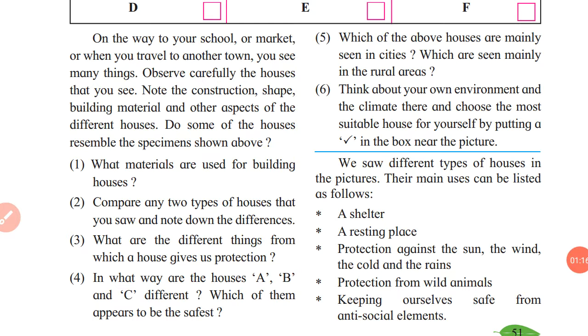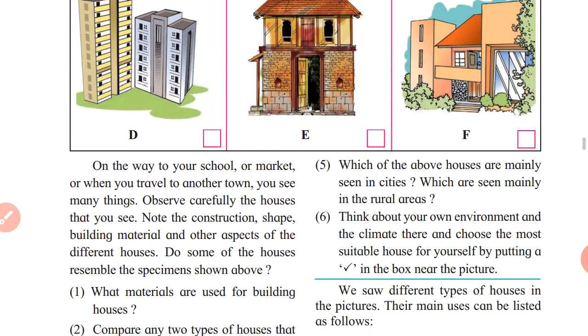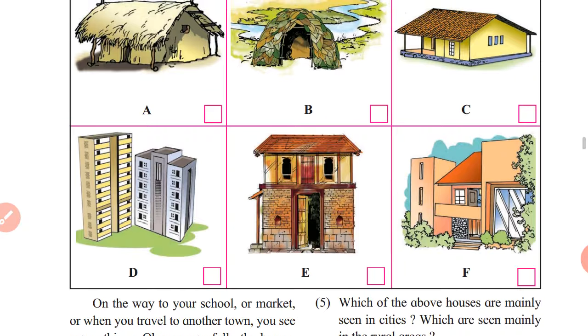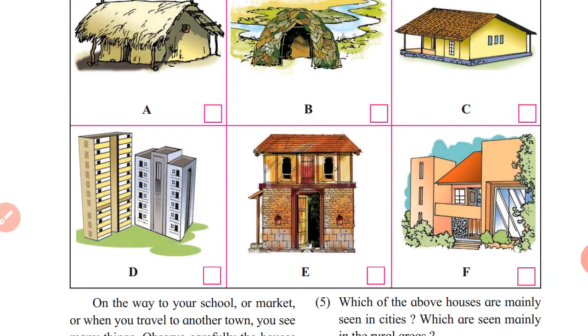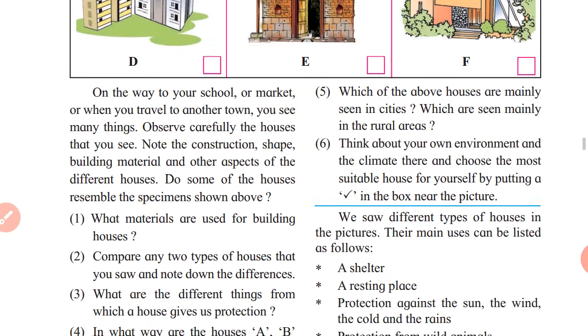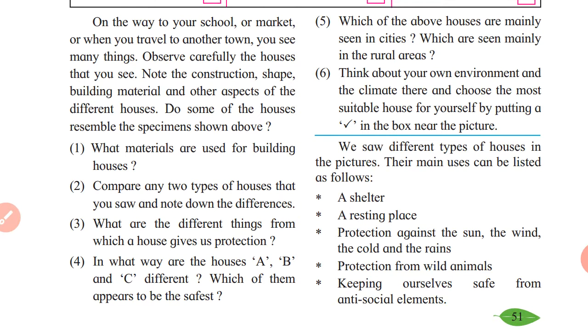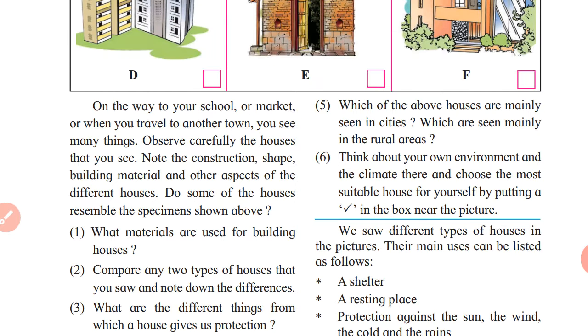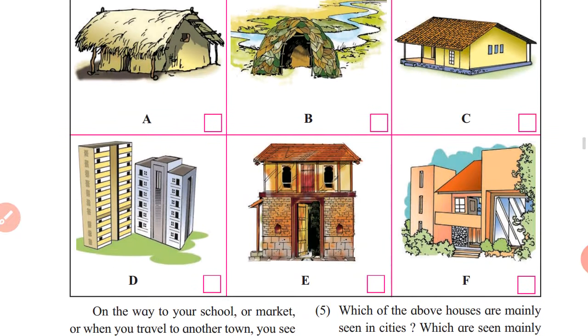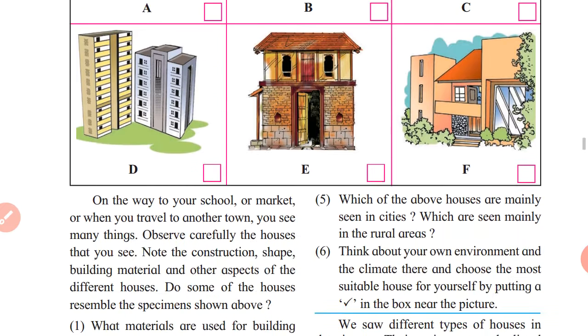Now, what materials are used for building houses? Students, can you tell what materials are needed to build these houses? We use bricks, cement, water, etc. Right? Compare any two types of houses that you saw and note down the differences. While you're roaming on the road, you just check two houses near you and note down the difference in your book. Okay students, this is your activity.